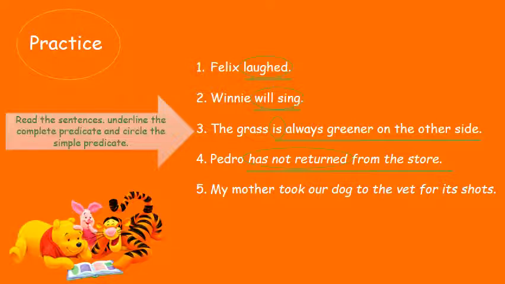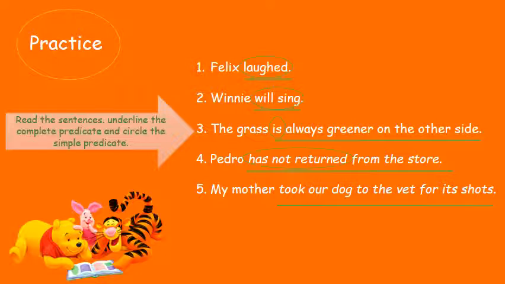Okay, number 5. My mother took our dog to the vet for its shots. Who am I talking about? I'm talking about my mother. My mother is the subject. Okay, so forget about it. Where is the complete predicate? Took our dog to the vet. Excellent. "Took our dog to the vet" is the complete predicate.